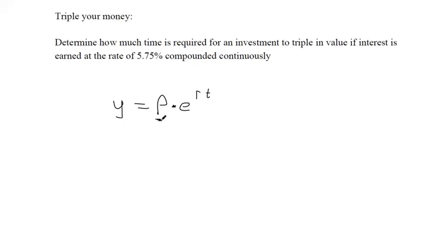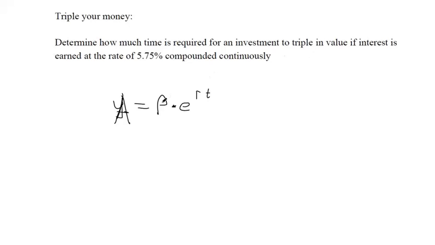So P is the amount of money you start with. A, I guess, is the amount of money you end with. e is a number. It's 2.7 blah, blah, blah on your calculator. It's like pi. r is the percentage as a decimal, and t is the time in years.